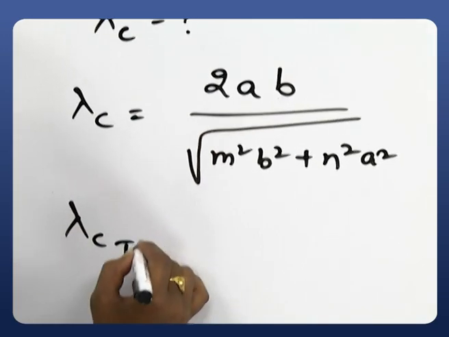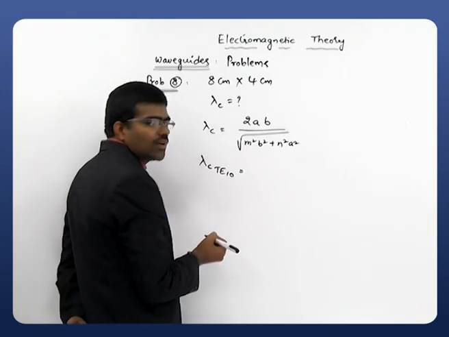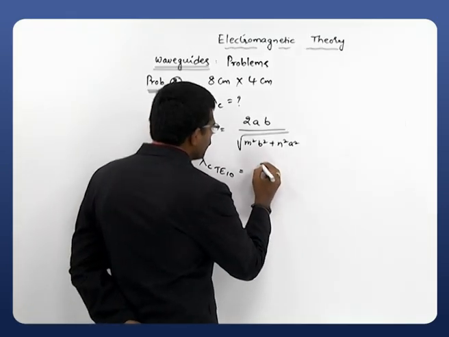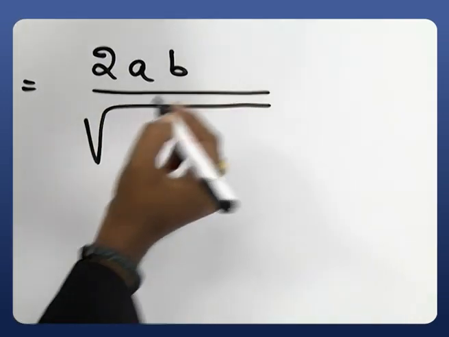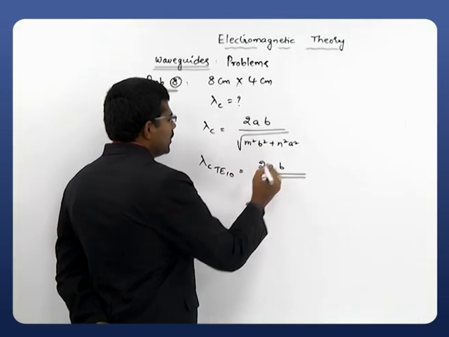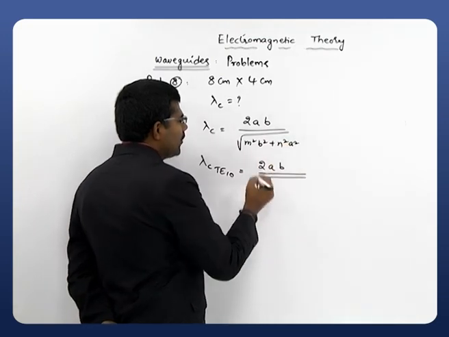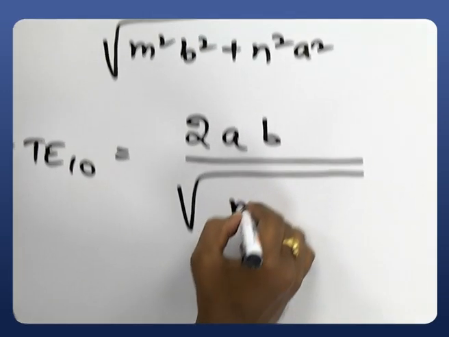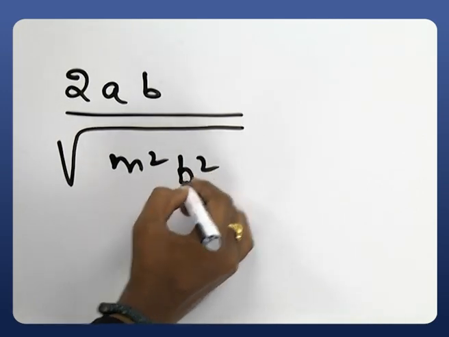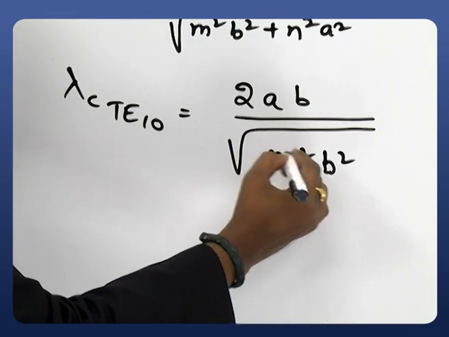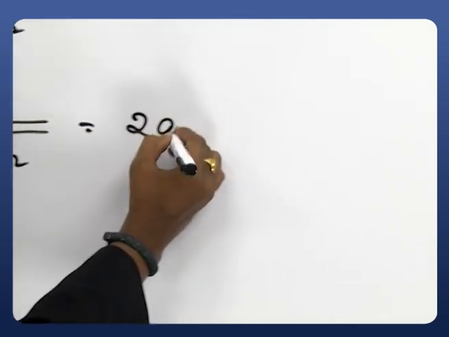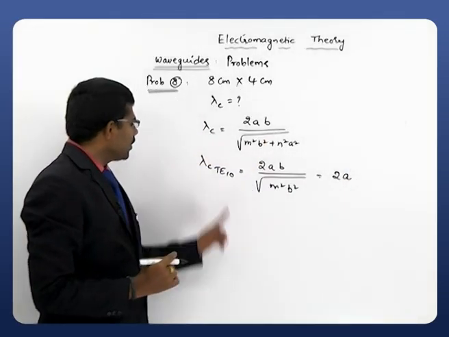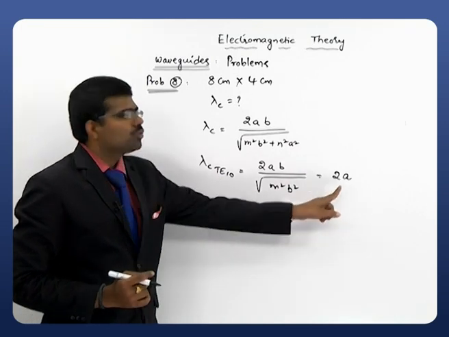Lambda c for TE10 is equal to 2ab divided by square root of, so m is equal to 1, n is equal to 0, so this term will vanish, m square b square, that is the term which is left for us. So m square is equal to 1 square, that will also vanish. So b will be cancelled, so it is simply 2a. So lambda c for TE10 mode is 2 into a.